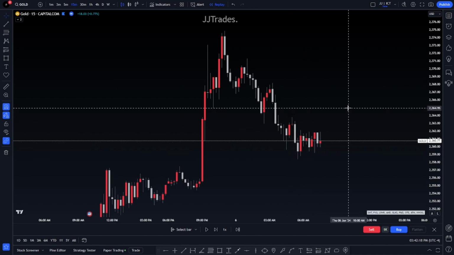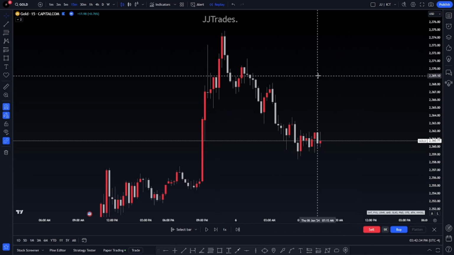So a break of structure, a bullish break of structure, forms when price purges sell side liquidity, then violates a swing high that was created before sell side was purged. So let's go in replay mode and see this bullish example.